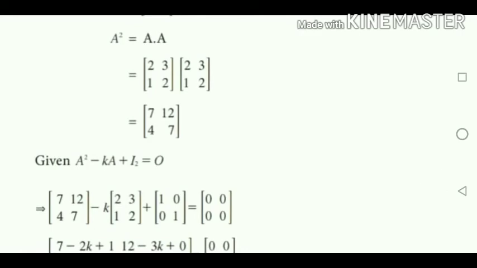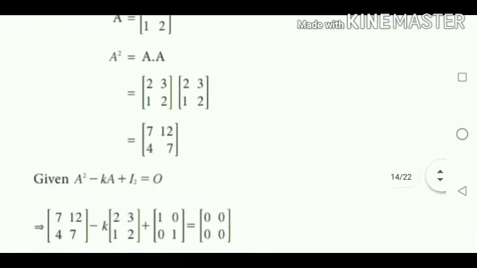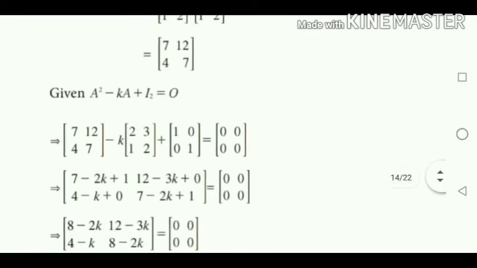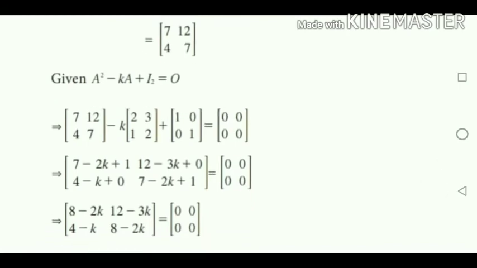Then this is the value of A square, so write that A square. Then they say K into A. K into A is K times 2, 3, 1, 2. Plus I2 means nothing but the identity matrix of order 2 into 2. Identity matrix is 1, 0, 0, 1. Then if you simplify this, your answer becomes 0, as given in the question: A square minus KA plus I2 equal to 0.